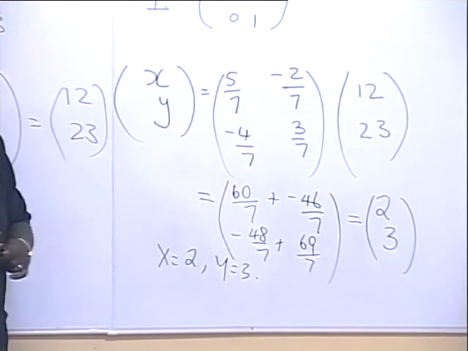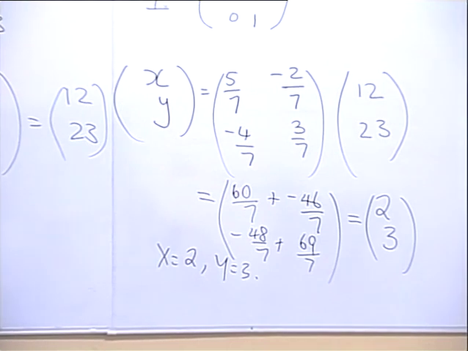Can we check if we are correct? 3 times 2 is 6. 2 times 3 is 6. 6 plus 6 is 12. 4 times 2 is 8. 5 times 3 is 15. 15 plus 8 is 23.